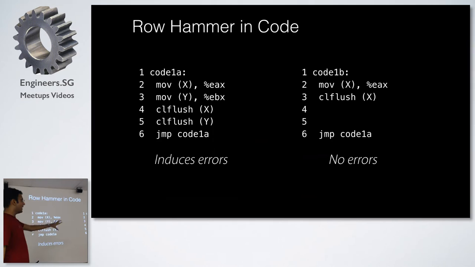proving that row hammer is indeed a problem. Because we can't actually inspect these RAM chips, since they're built in such a close fashion and we don't even know how they are designed, this is the only way to experiment and test on these things.